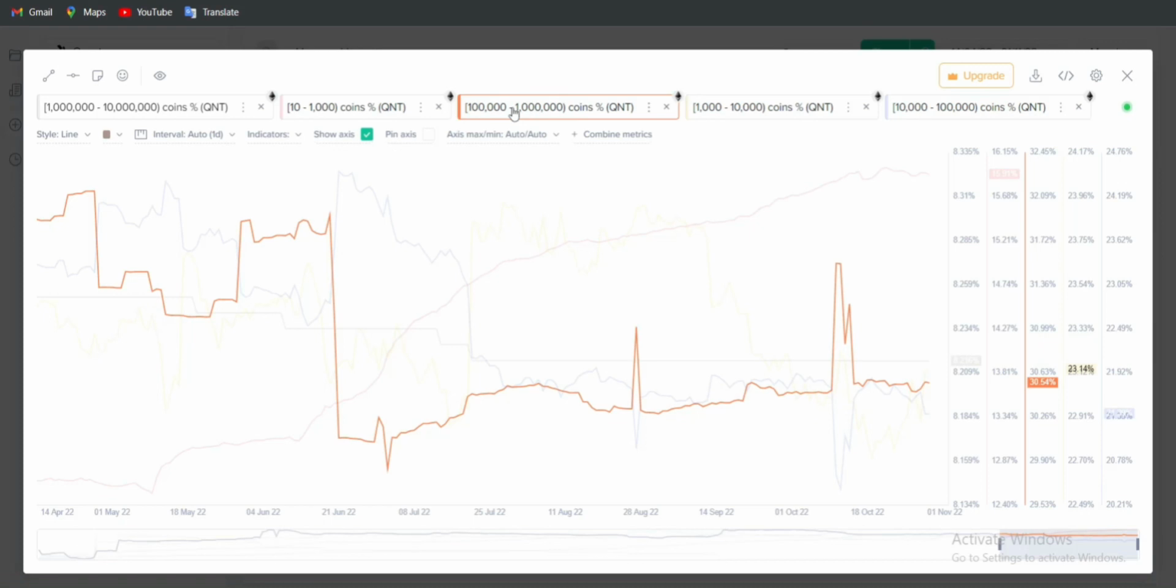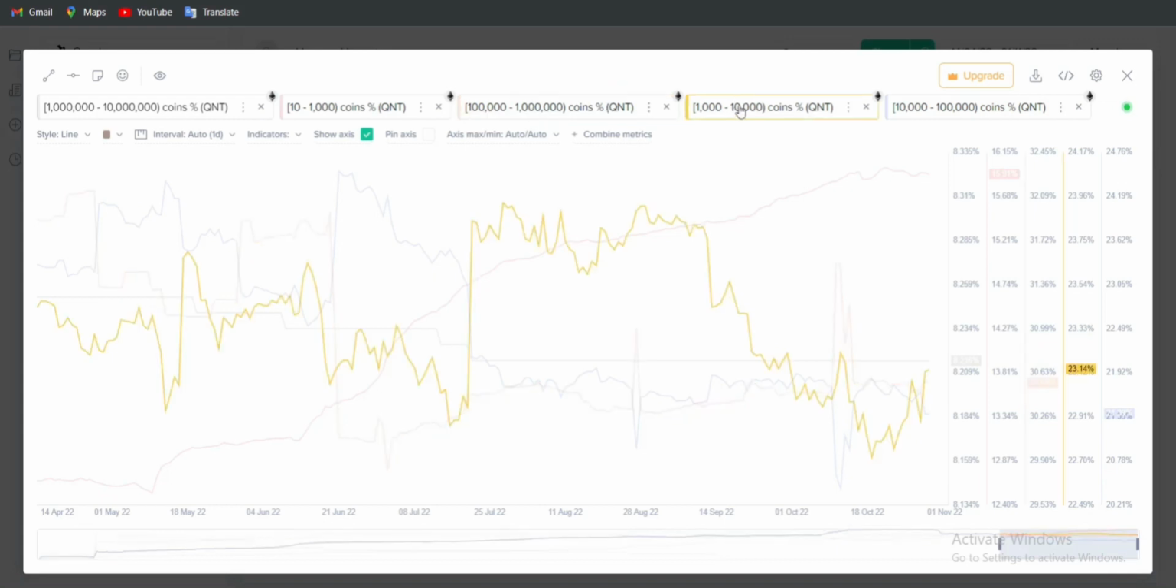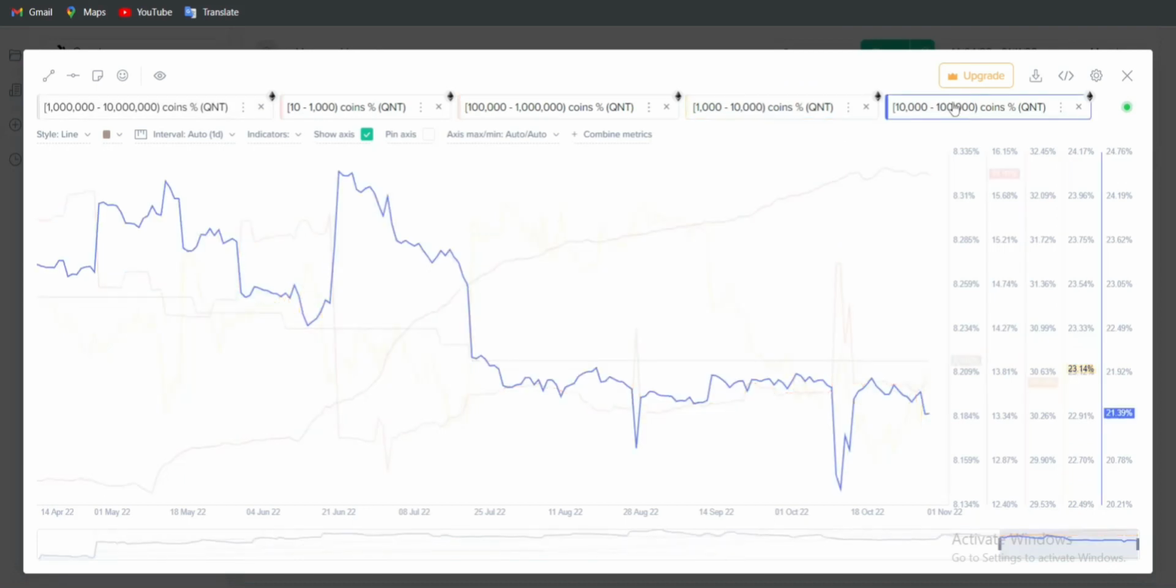There's not really much action going on, but that's also really positive, because you don't want to see them selling right at those support levels. I mean, they would never sell at support anyway. This is smart money. So this group right here, which has got 1,000 to 10,000 coins, they are also increasing their bags right here. You can see that yes, they are increasing slowly but surely. And then finally, we have this group which is selling right here.